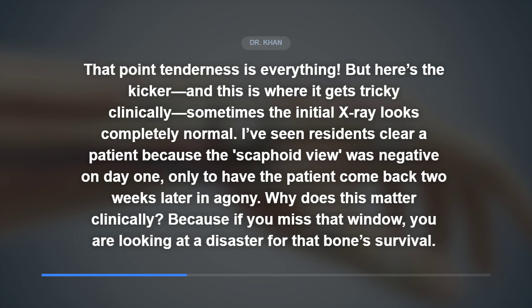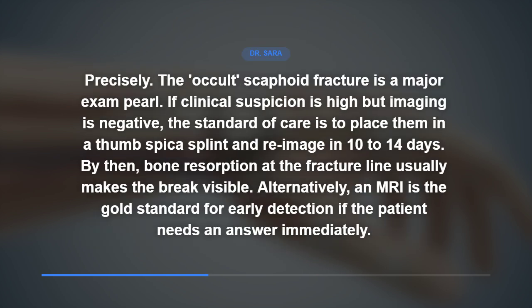But here's the kicker, and this is where it gets tricky clinically. Sometimes the initial x-ray looks completely normal. I've seen residents clear a patient because the scaphoid view was negative on day 1, only to have the patient come back 2 weeks later in agony. Why does this matter clinically? Because if you miss that window, you are looking at a disaster for that bone's survival.